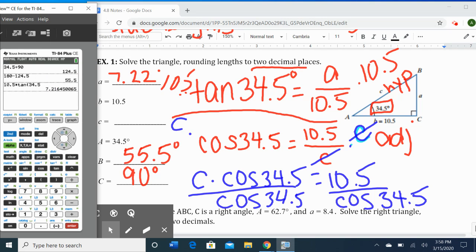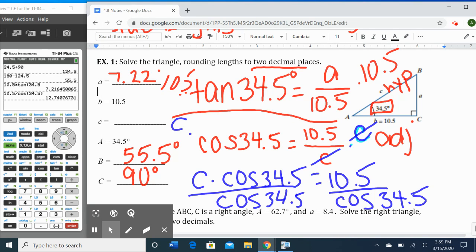So, I'm going to take 10.5 divided by the cosine of 34.5, and it's going to tell me that side C is equal to, rounded to 2 decimals, 12.74. So I have successfully solved the triangle. I found all the missing sides and all the missing angles.